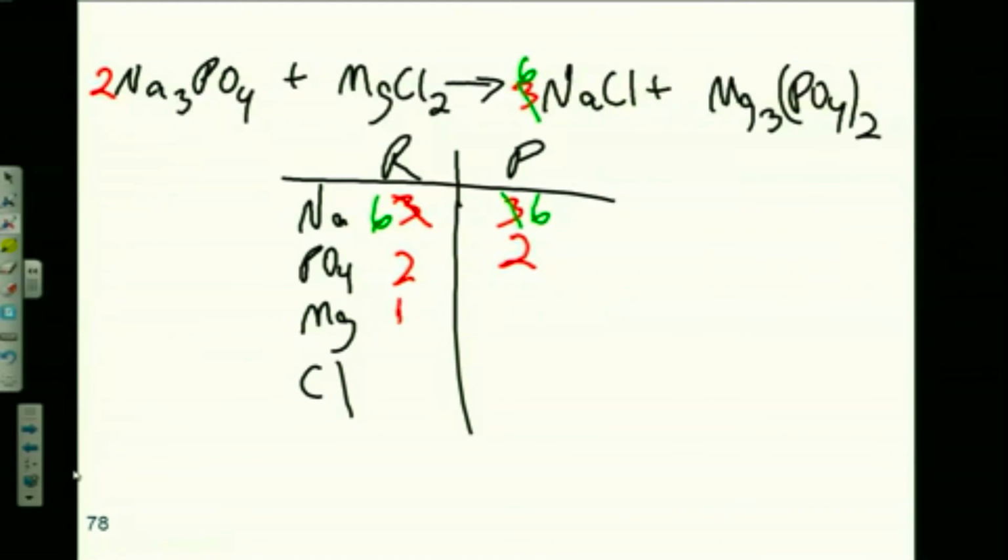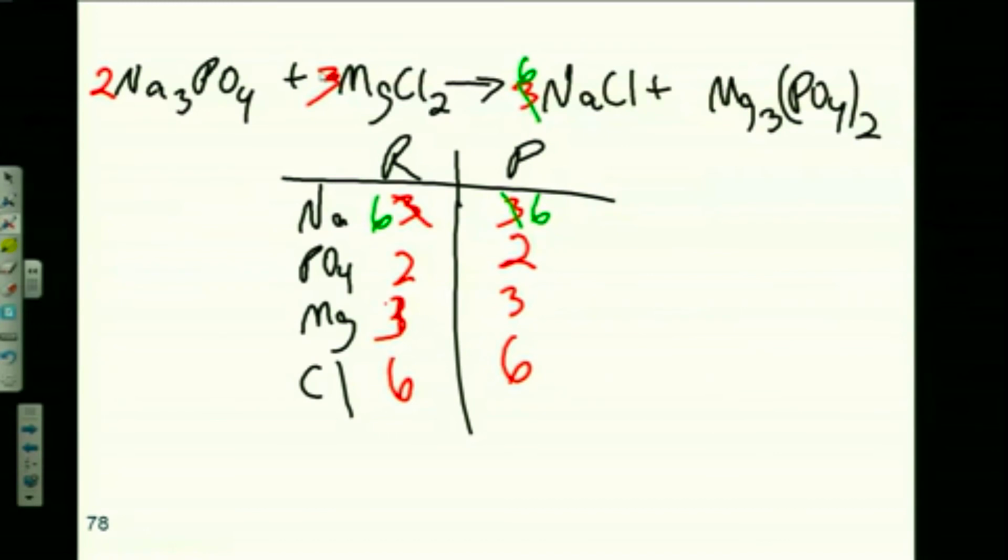Magnesium, 1, and on this side, okay. What do I put here? 3. Chlorides, on the reactant side, 6. Now there's 6, right? 3 times 2 gives me 6. And on the product side, 6. Note, I did not change any of the formulas. I'm not allowed to change subscripts. And I didn't put anything in the middle anywhere, did I? Nope. Only use coefficients in front of the formula. Okay?